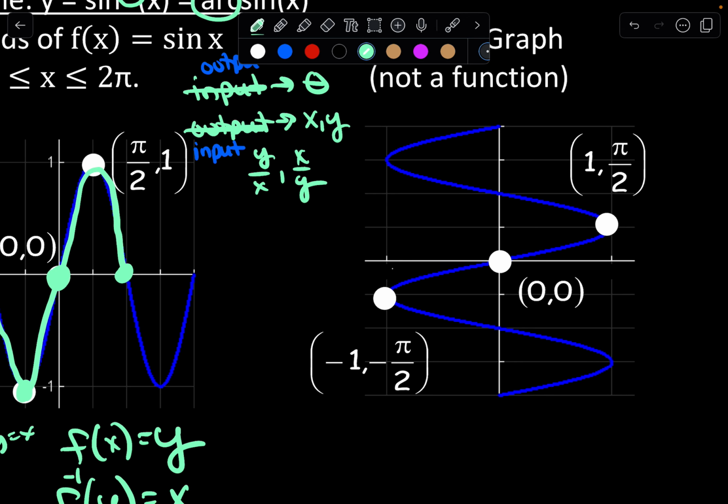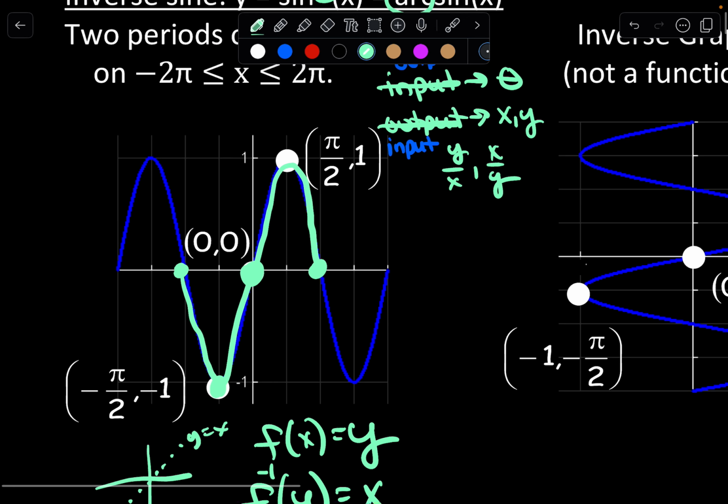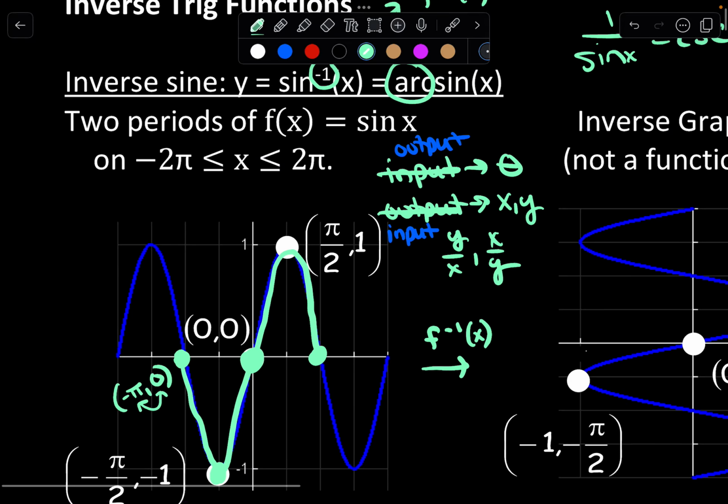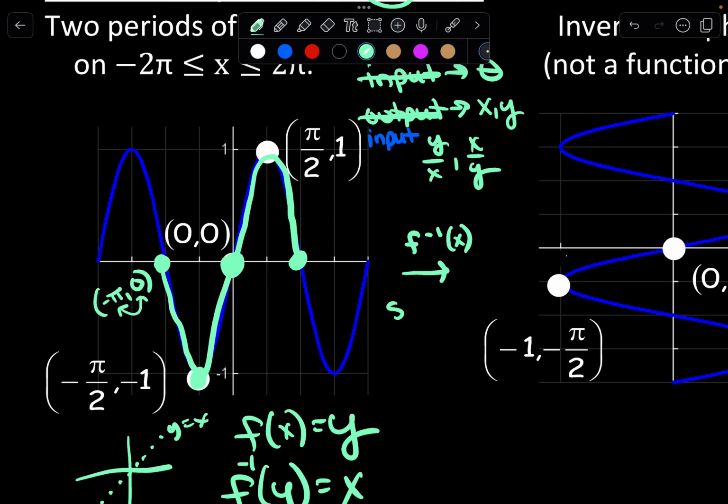Before we talk about that, let's talk about the inputs and the outputs. If I start here, this is going to be -pi, and then we have an output of 0. If I think back to Algebra 2, I switch my inputs and my outputs. That will transform me to my inverse. So we'll call this the inverse of f of x, and f of x will be sine. So this is also inverse of sine x, or inverse sine.